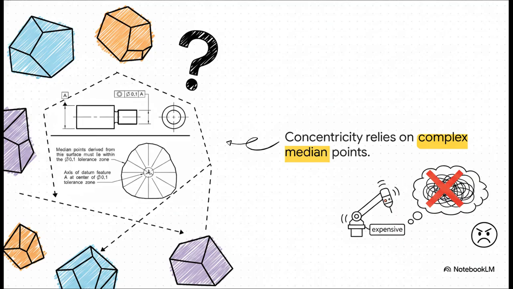Under the old 2009 standards, concentricity meant that the median points of all diametrically opposed elements of a surface had to fall perfectly within a tolerance zone. Let me tell you, finding these so-called derived median points on a real-world, irregular physical part is incredibly confusing. It's notoriously hard to measure, and it requires highly expensive CMM equipment. It's a total headache, and that is exactly why the committee just scrapped it entirely.